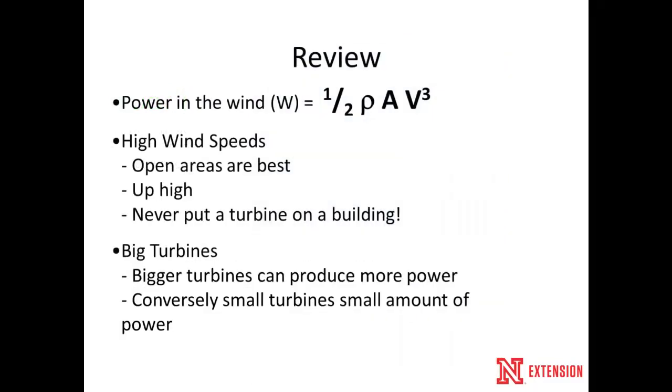So let's review. The power in the wind in watts is equal to 1/2 times the density of the air times the swept area times the velocity cubed. Remember, put these in all SI units to get the proper results. We need high wind speeds. That velocity cubed is very, very important. If it's not in an area with good wind speeds, don't expect much production. So open areas are best. Up high. Never put a turbine on a building. Big turbines. Again, we drive down the road, we see a little turbine, it's not going to produce much power.